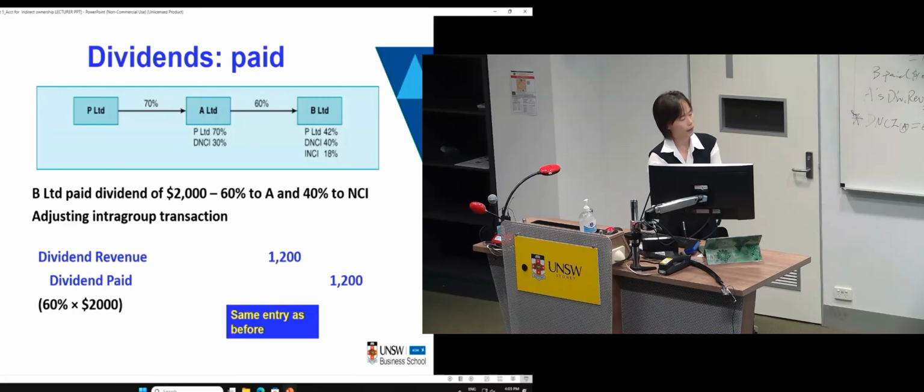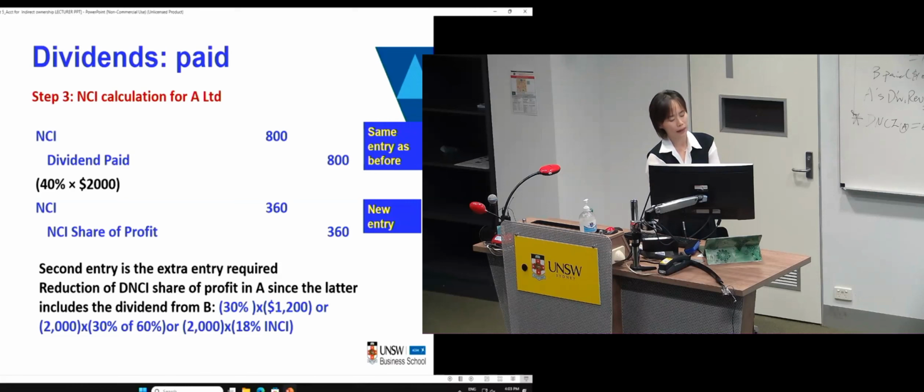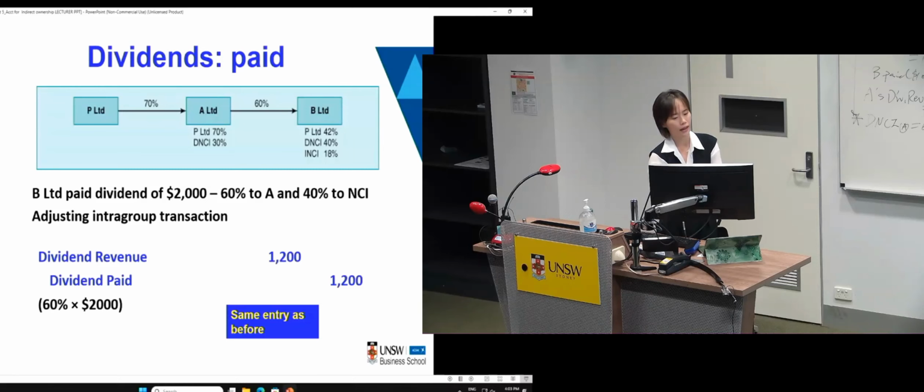Now the other 40% of 2,000 dividend you pay to NCI, right? So we have a separate entry to record that: debit NCI, credit dividend paid. So this is based on 40% of 2,000 dividend paid to the NCI party, okay?